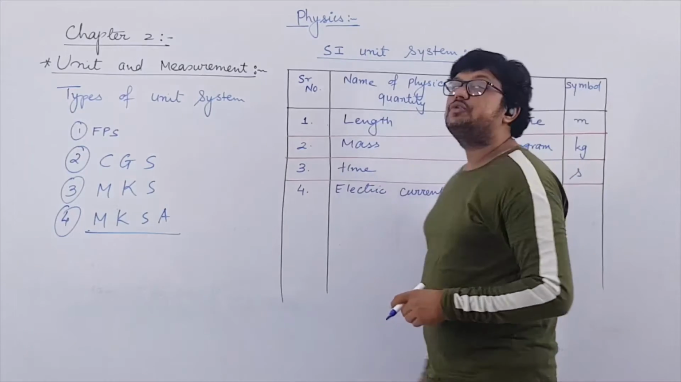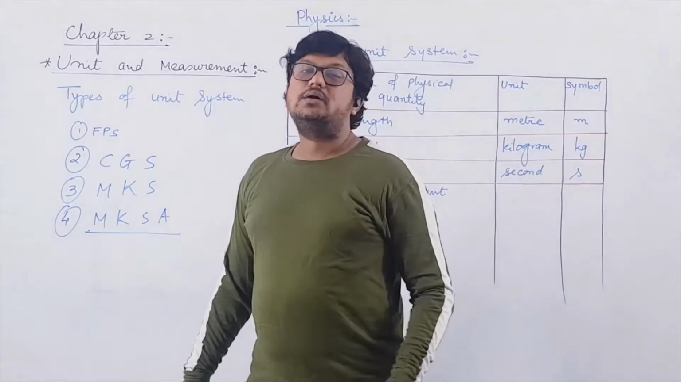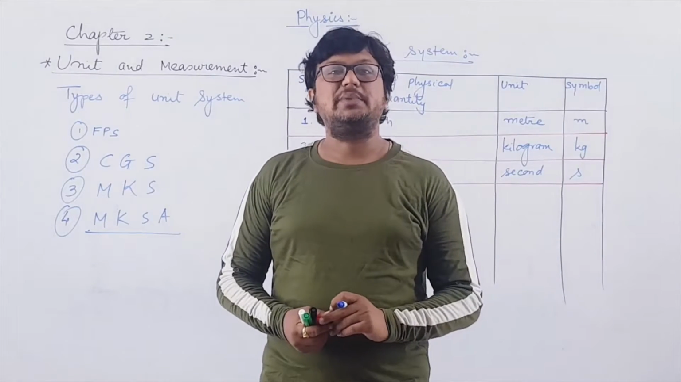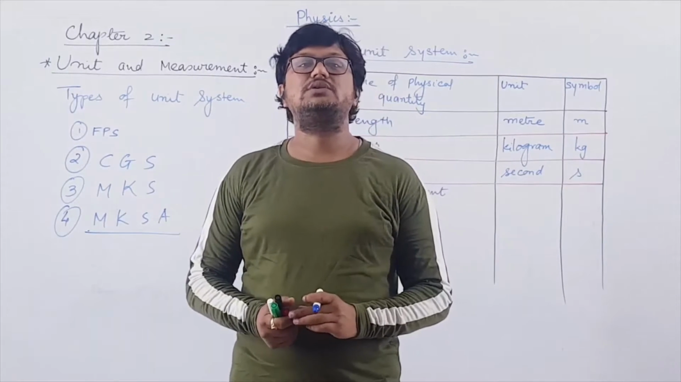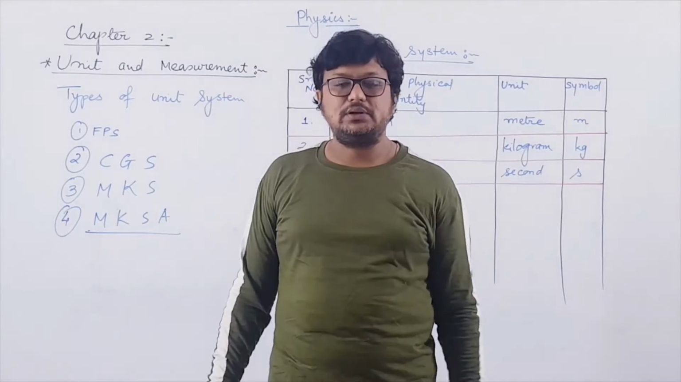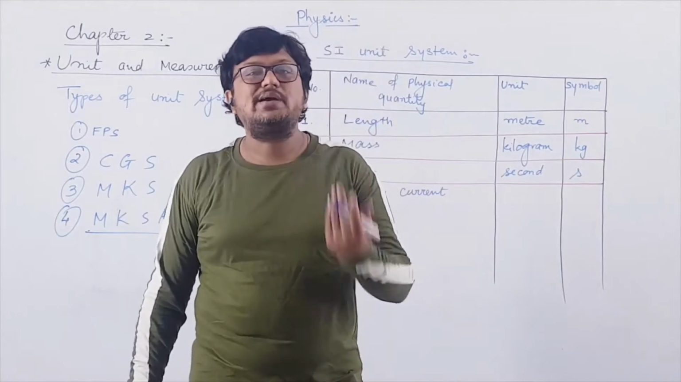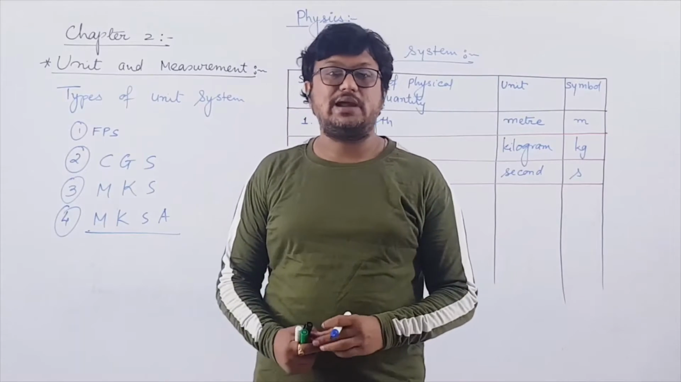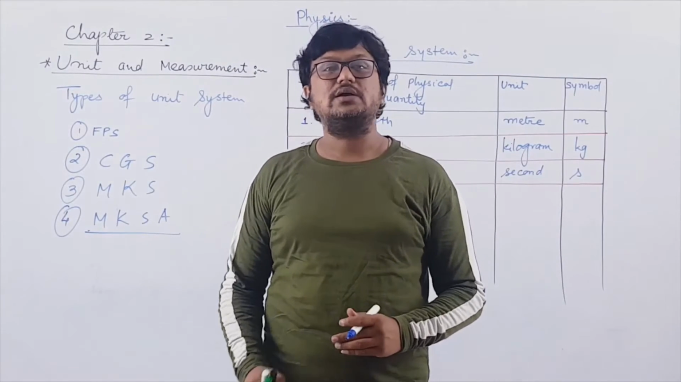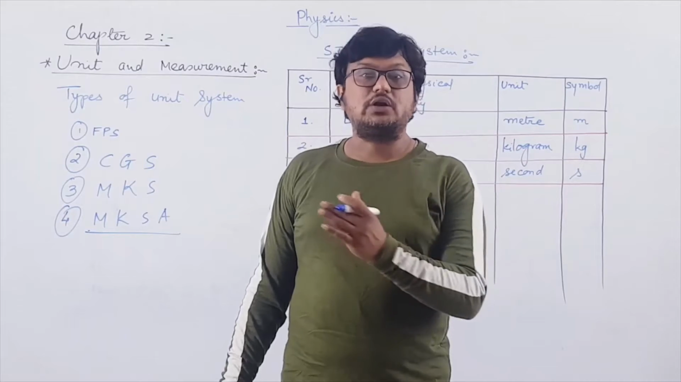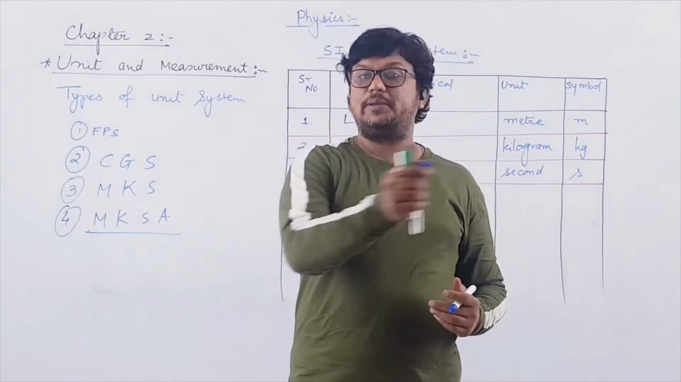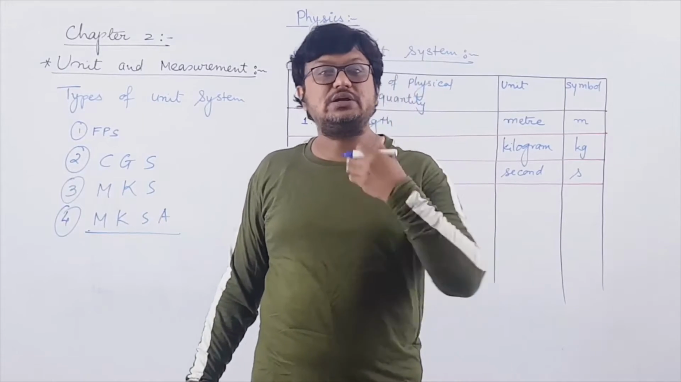Now remember, here students generally write current. Current is wrong, you have to specify electric current, because the meaning of current will be different depending on the situation. Say for example, what do you mean by current? Anything which is flowing or running is known as current. If water is flowing, then we can say that this is water current. If wind is flowing, then we can say that this is wind current.